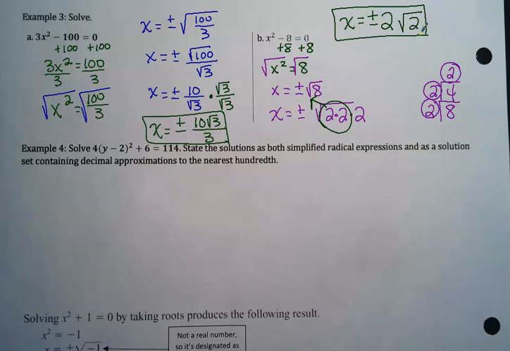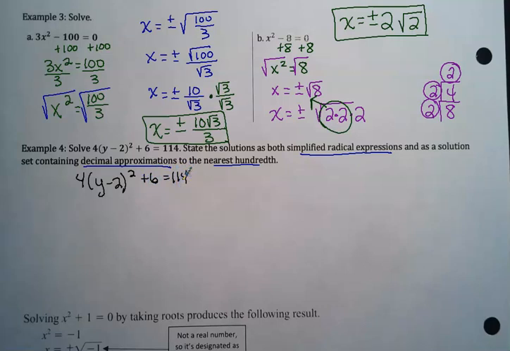Got that done. Okay, example 4 says solve 4 times the quantity y minus 2 squared plus 6 equals 114, and state the solutions as both simplified radical expressions and as a solution set containing decimal approximations to the nearest hundredth. Okay, so we're going to do these two different ways. So let's start out with our equation here. We've got 4 times the quantity y minus 2 squared plus 6 equals 114.